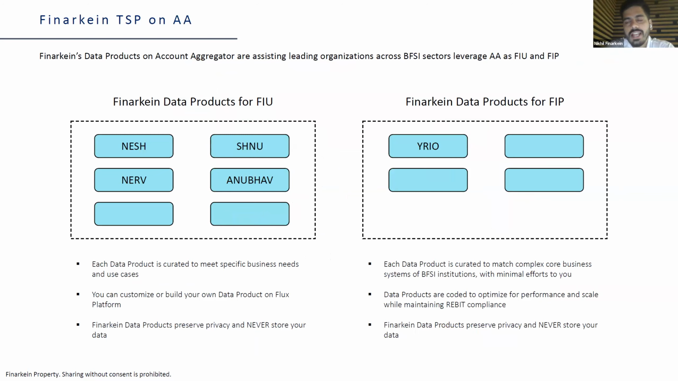So on the FIU side and on the FIP side, today Finarkein operates on either end. We believe that with any multi-party network, it is only as good as its weakest link. And in our case, more often than not, I'm sure a lot of folks in the audience today are either FIUs or interested in leveraging the depository data. But as we've seen on multiple asset classes, the journey we're on today, largely, now the conversation is happening around better data coverage and better performance, right?